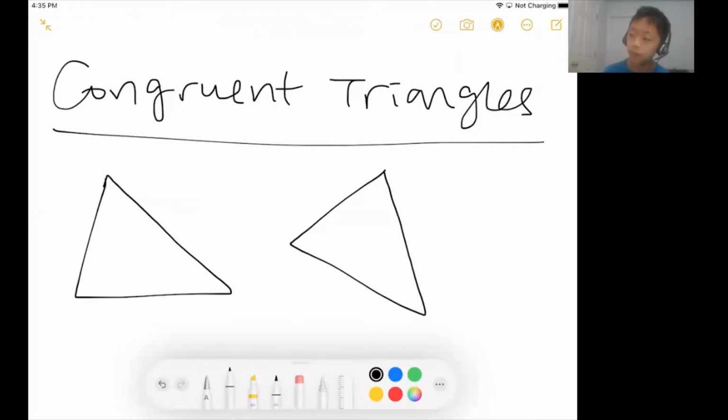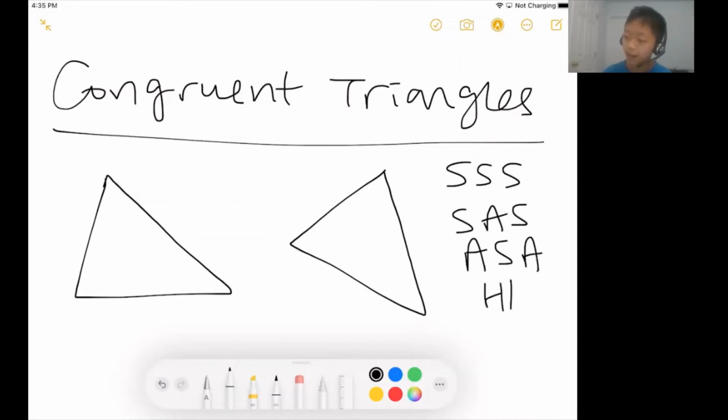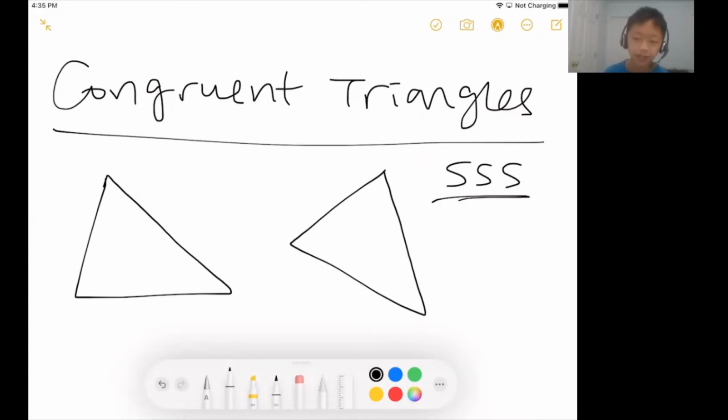So we will now be talking about 4 different ways that we can use to identify whether or not two triangles are congruent. The 4 types of congruence are called SSS congruence, SAS congruence, ASA, and HL. So we'll go through each of these more in depth now. Let's first start out with SSS congruence. What SSS congruence stands for is side, side, side.